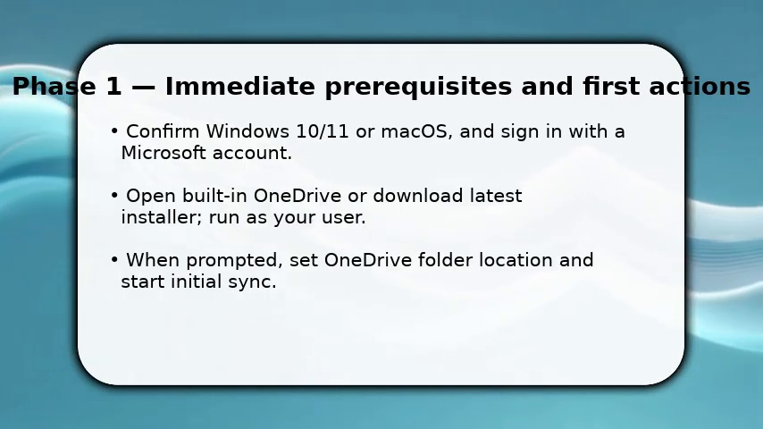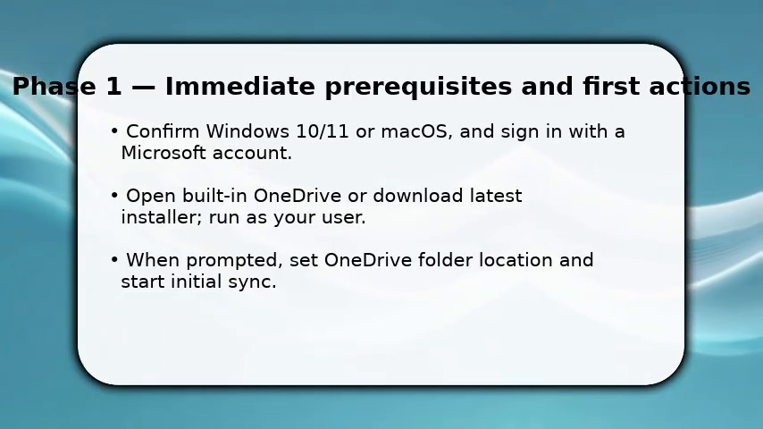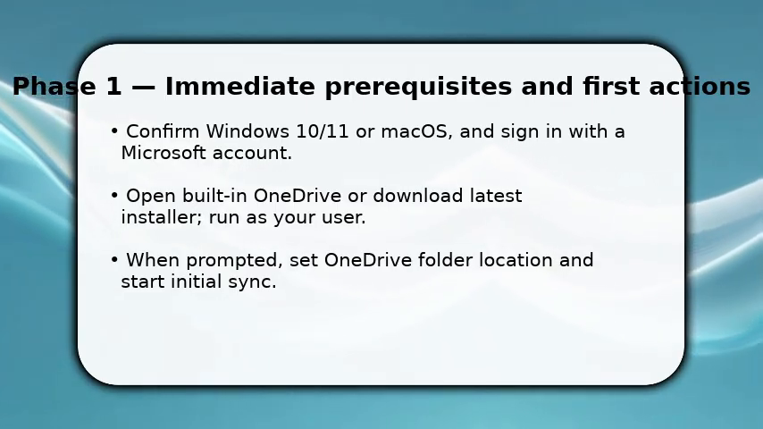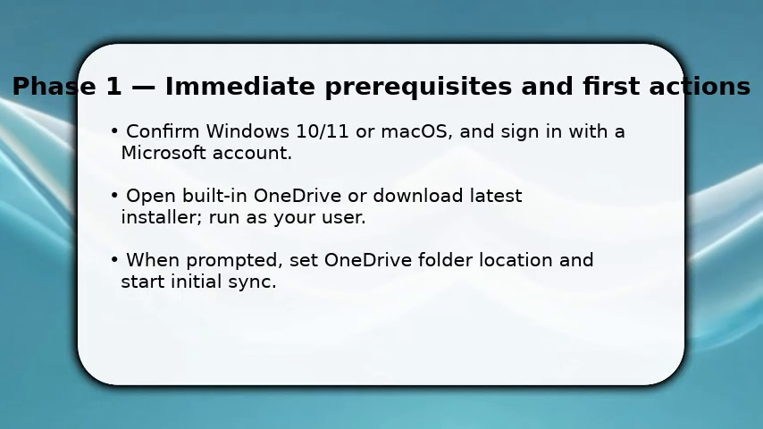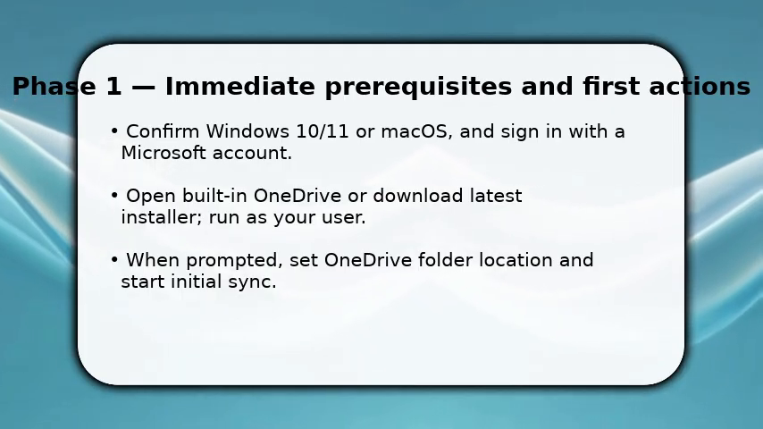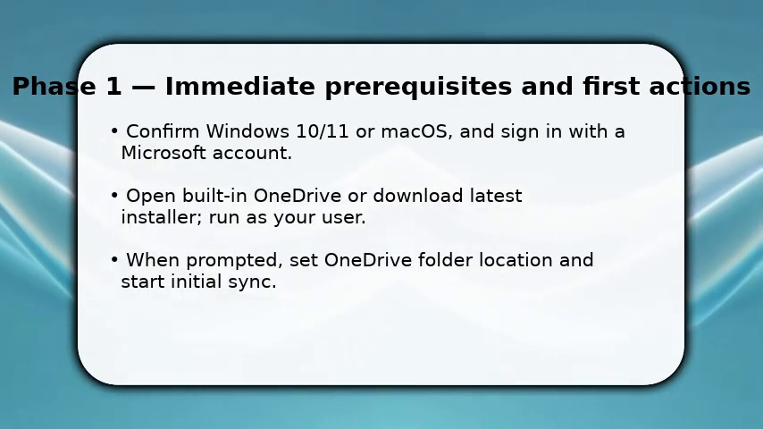Choose where the OneDrive folder lives on your laptop. This matters for disk space and backups. Then click Next to start the initial sync. Make sure to allow any firewall prompts so upload and download can proceed without interruption.